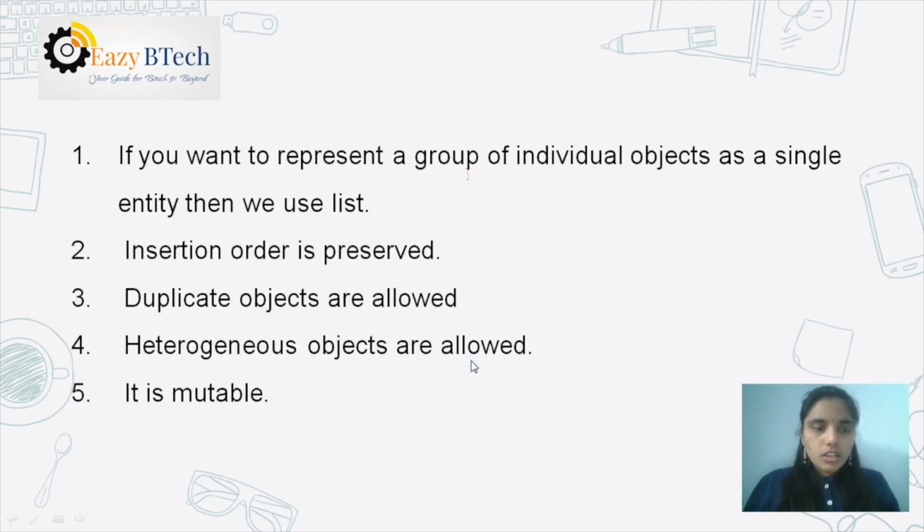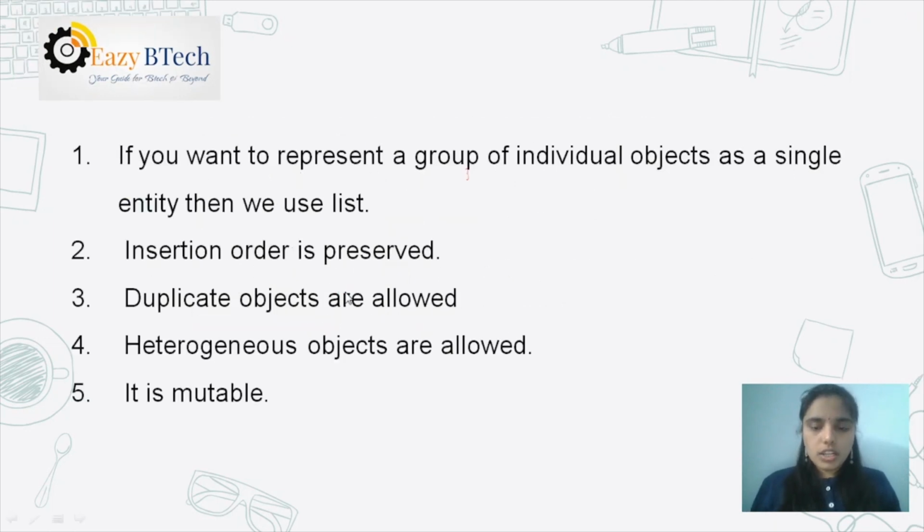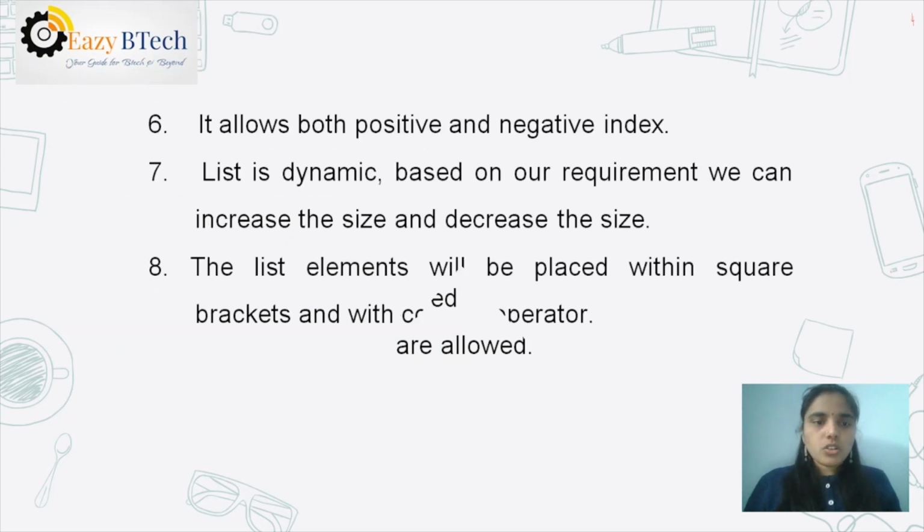See here. First of all, see the last point. The list elements will be placed within square brackets with a comma separator. It is an important point. These eight points are important. So let's see them one by one, point by point. I will explain point by point. So, list. See the last point: the list elements will be placed within square brackets and with a comma separator.